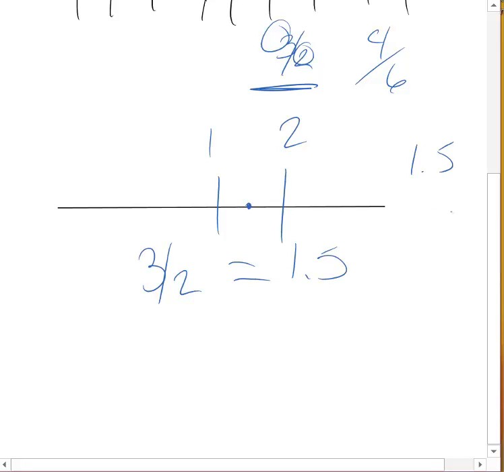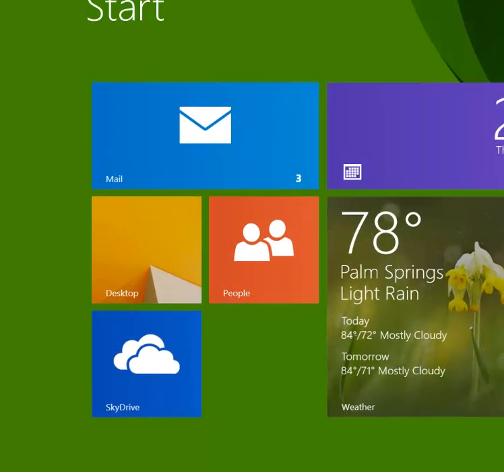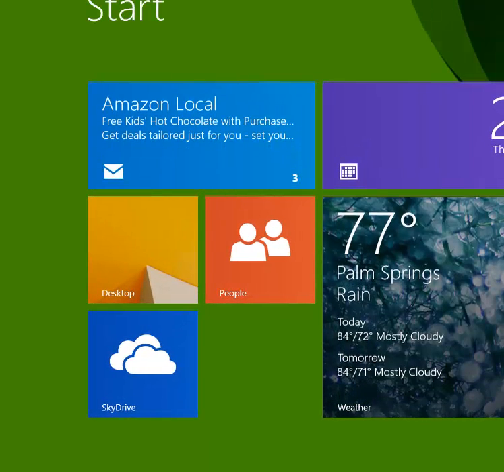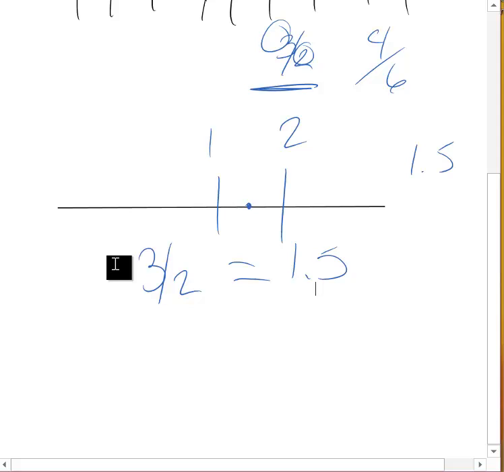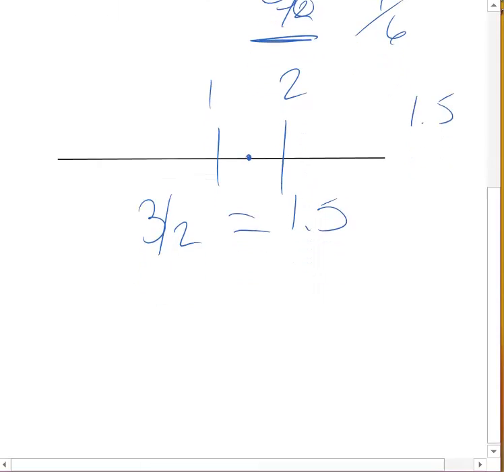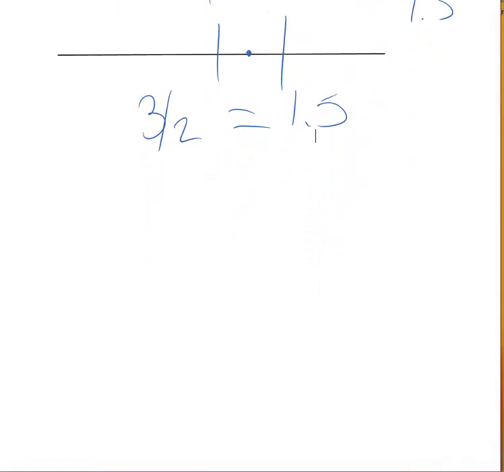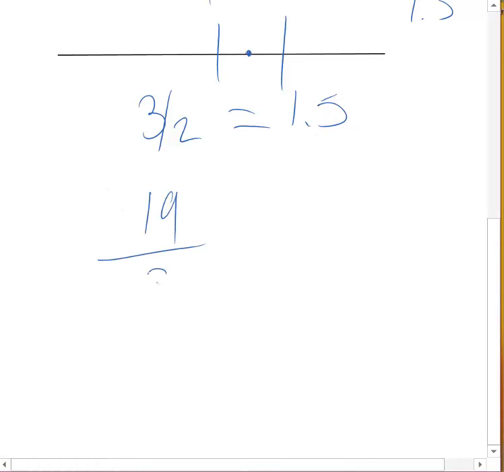How are we supposed to find the exact value of a fraction? Well, thankfully the decimal value of a fraction is easy to find. All you have to do is divide the two numbers. Let's try and find the decimal value of 19 over 8. We've got 19 over 8, or 19/8.